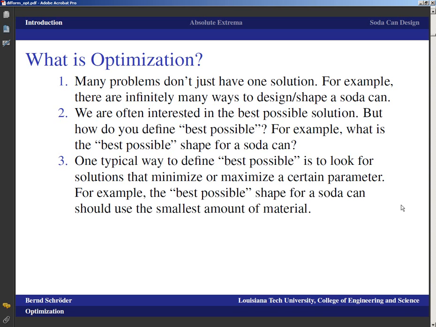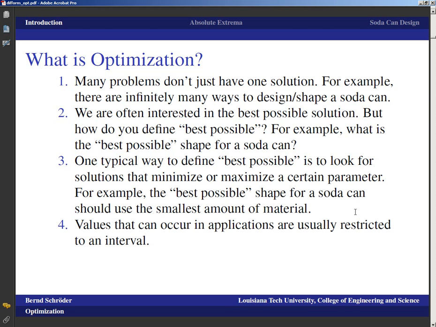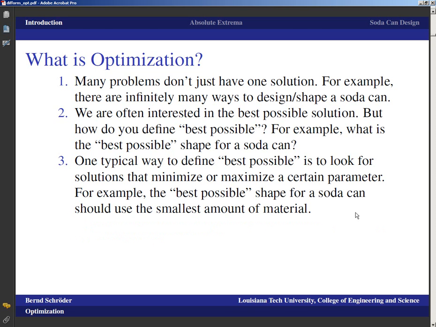For example, the best possible shape for a soda can should use the smallest amount of material because conservation of resources and preservation of resources is certainly something that is very important in this day and age and will stay important for people. And this is also actually a win-win proposition for industry, because if you use the smallest possible amount of material, that also means you have to buy less raw material in order to manufacture these cans, which means you are saving some money on the manufacturing end.